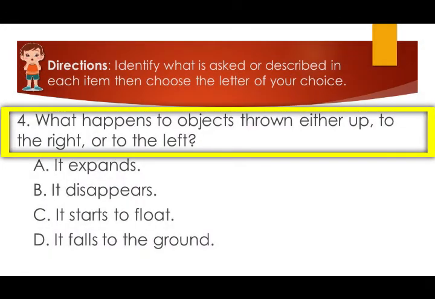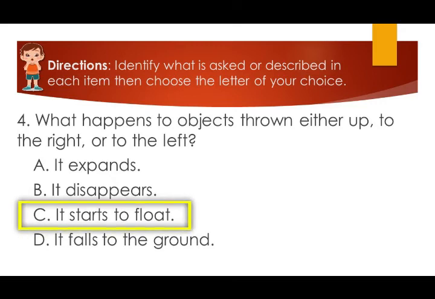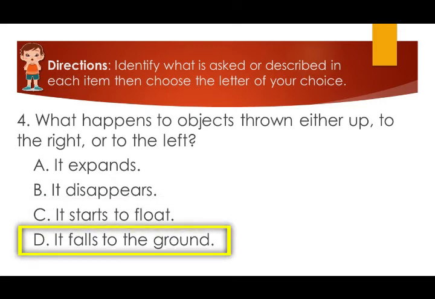Number 4. What happens to objects thrown either up, to the right, or to the left? A. It expands. B. It disappears. C. It starts to float. D. It falls to the ground.